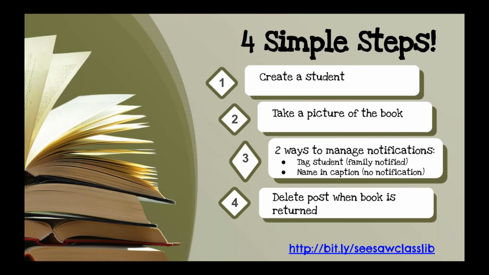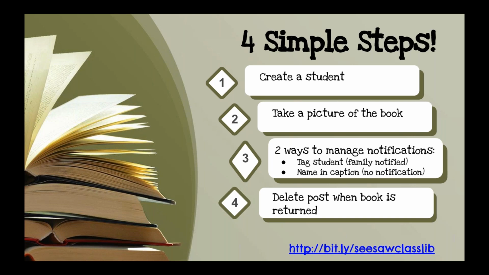4 simple steps. First, you're going to create a student. I know some people call them fake students, so it's up to you on what you want to call it. You're going to take a picture of the book. And then there's 2 ways to manage notifications. So one of them is to tag the student. When you tag the student, it does go to their journal, which means their family will get a notification. Some people didn't want to have the family notified for every book that was taken out.